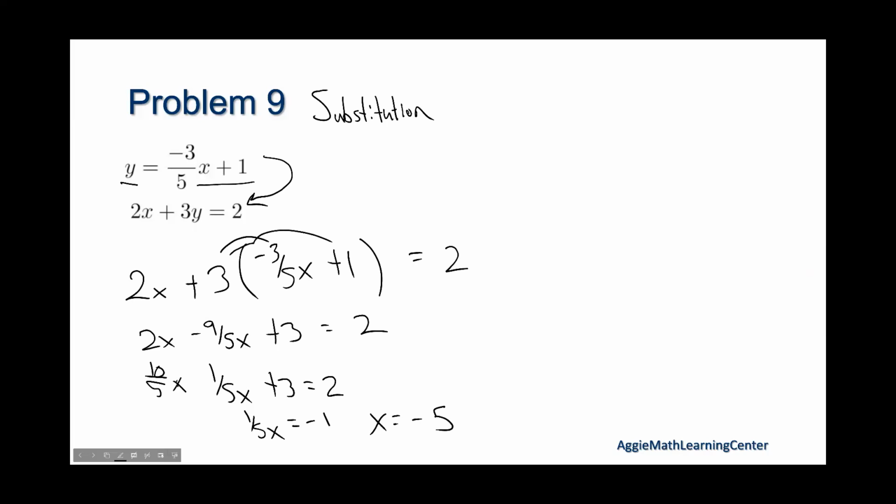It's okay. It happens. Small issues. So when we do that, we end up with 1/5 x plus 3 equals 2. We subtract 3 from both sides. We get 1/5 x equals -1, which tells us that x equals -5.